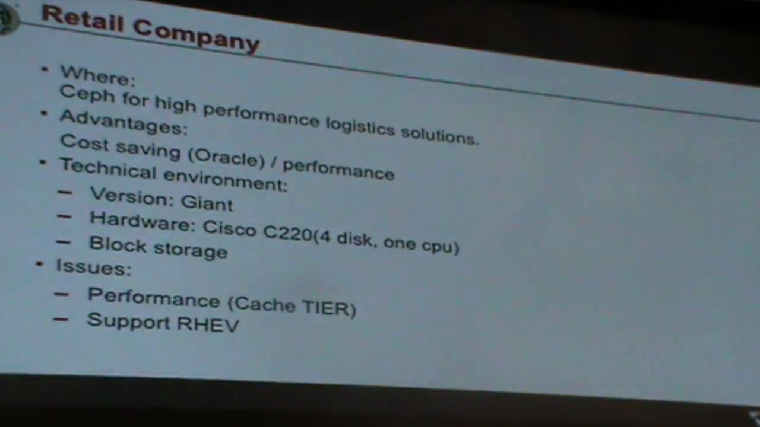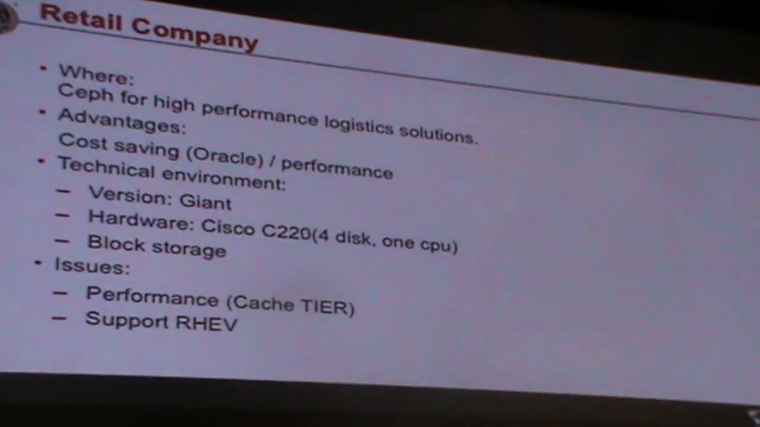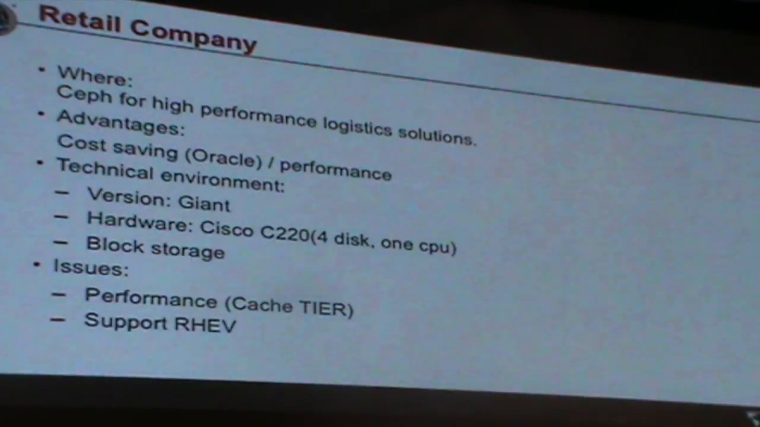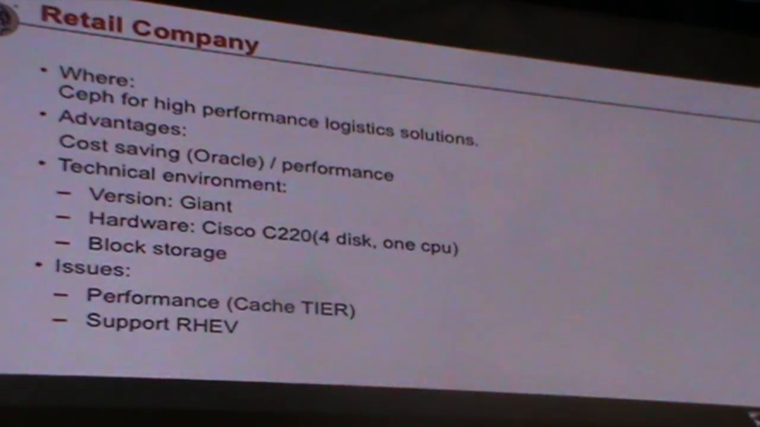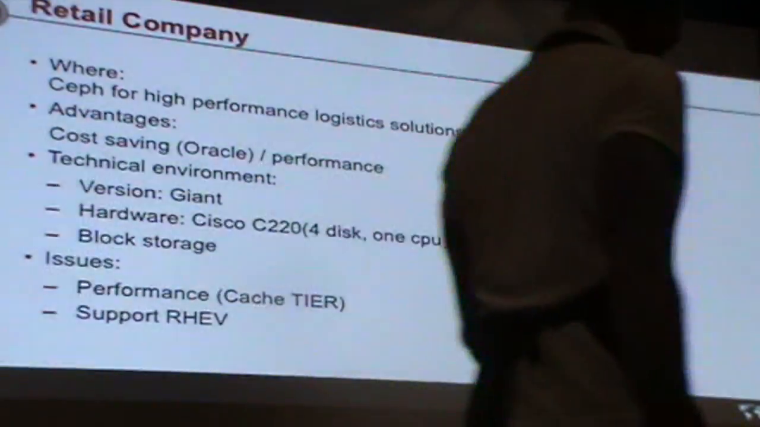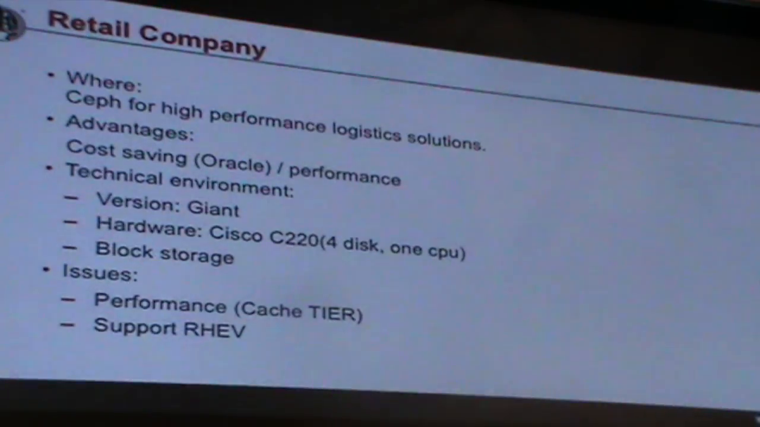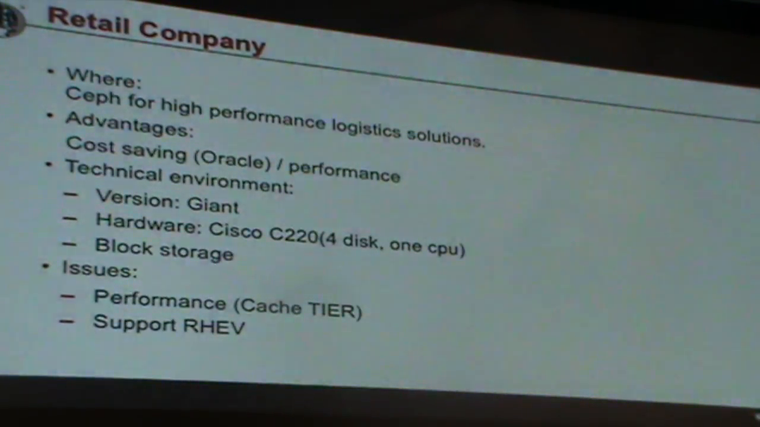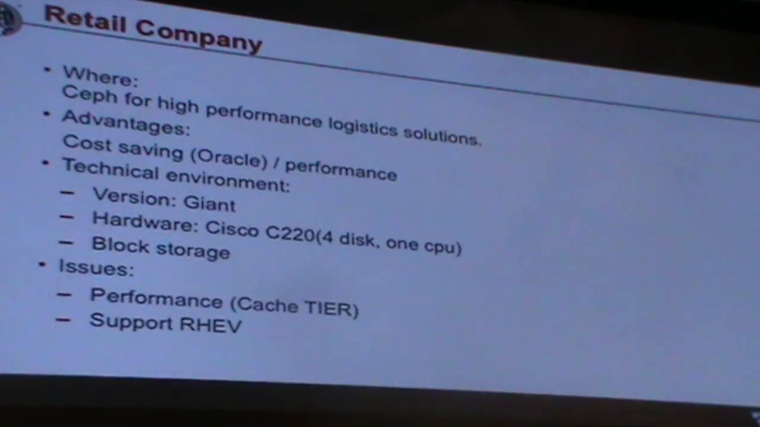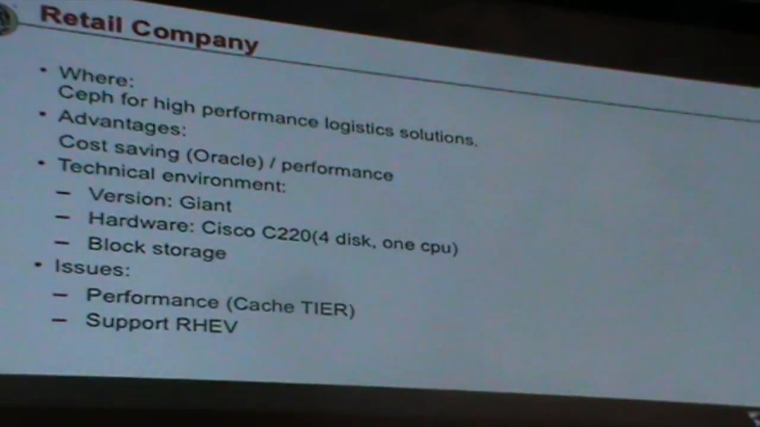We used Giant as the version, and we used Cisco hardware for it, and it was only pure block storage, so no object. One of the primary things to achieve the performance was using the cache tier, because without the cache tier, we couldn't get the performance that they required.